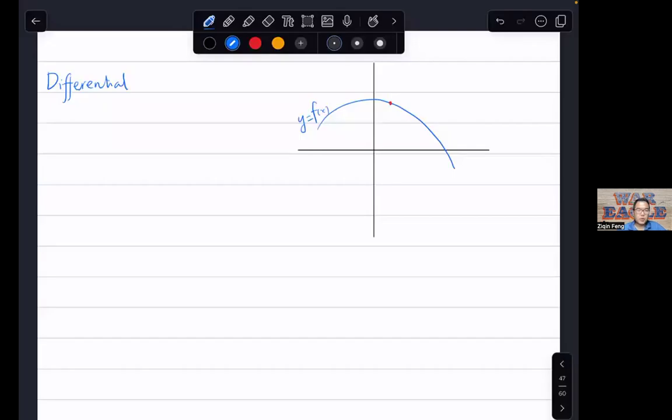In this video, we'll discuss differential. That's basically a new concept which is used to estimate the change of the function values. So let's start from this picture here. The blue curve is a function given by y equal to f of x.